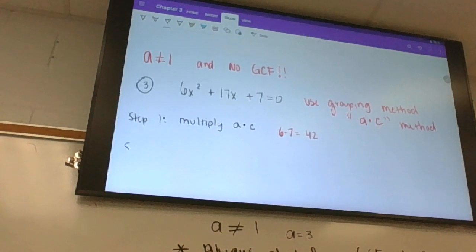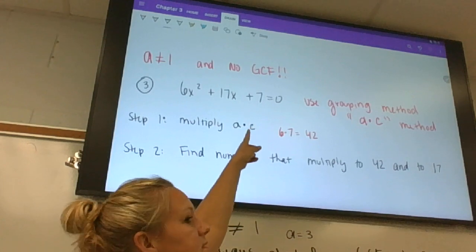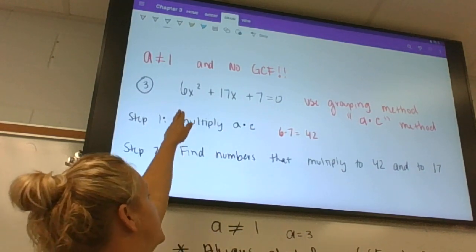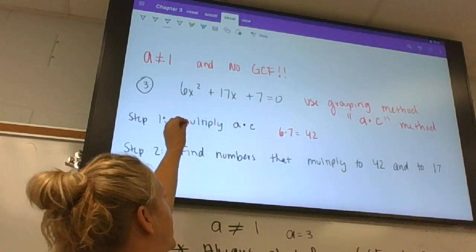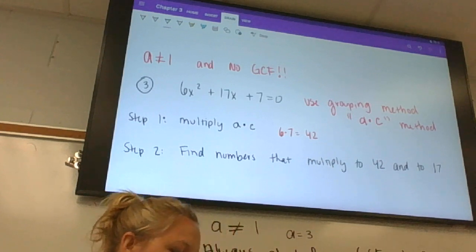Step 2. You want to find numbers that multiply to 42. Because 7 doesn't work, nothing multiplies to 7 and adds to 17. That's a good clue to you that there's an issue. But if I do 6 times 7, that incorporates the 6 into the problem. Find numbers that multiply to 42 and add to 17.